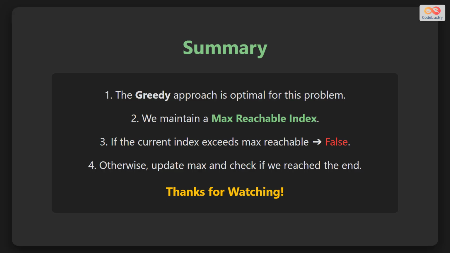To summarize, the jump game can be solved efficiently by maintaining a running maximum reachable index. This greedy strategy avoids the need for complex dynamic programming or backtracking, giving us an optimal linear time solution.